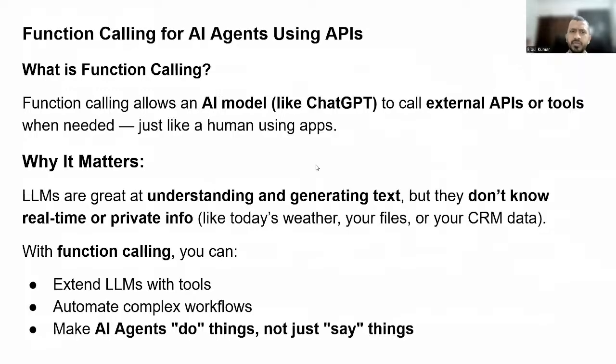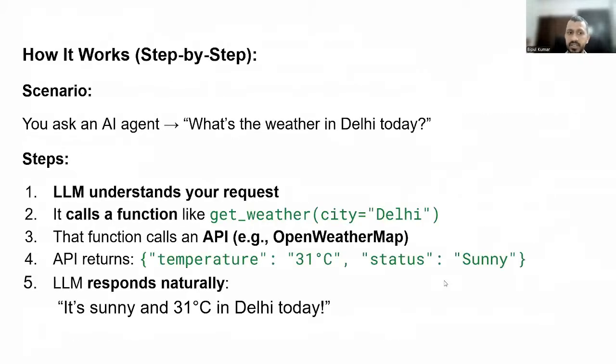So all these things combine together: function calling for AI agents using API. Function calling allows an AI model to call an external API or tools when needed, just like a human using an app. It is very important because LLMs are great at understanding and generating text, but they don't know real-time or private info. So through function calling an API, it can get the information and give it back to you. Same example: suppose you ask an agent what the weather in Delhi is. It will first understand your request, call the function, the function calls the API, the API returns the output, and then the LLM will respond to you naturally.